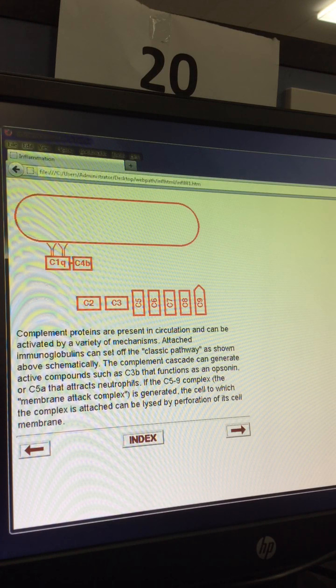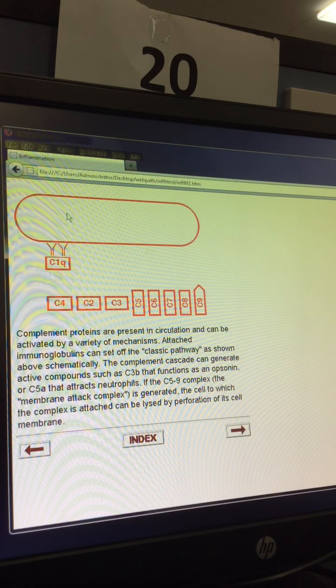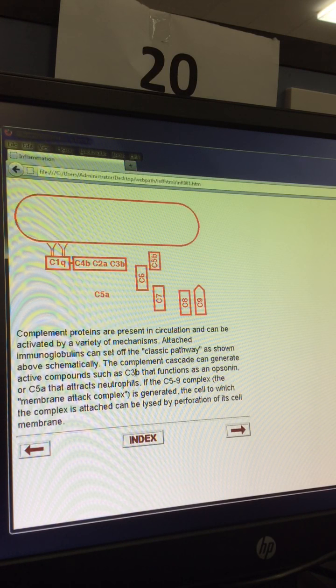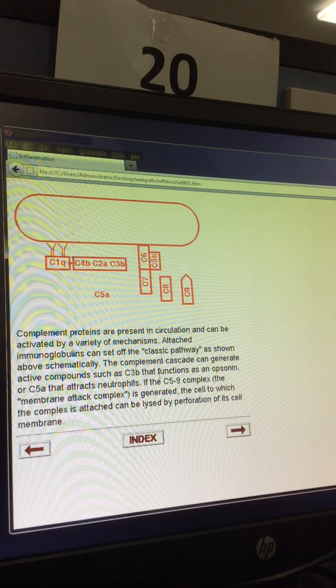The complement will help the neutrophil to be activated. It's a cascade pathway, the classical pathway, that helps to activate the neutrophils to go to the site of the inflammation. Some of them are called C3b, C5a. This is important. Why? Because it has to be a normal cascade in order for the neutrophils to be activated.